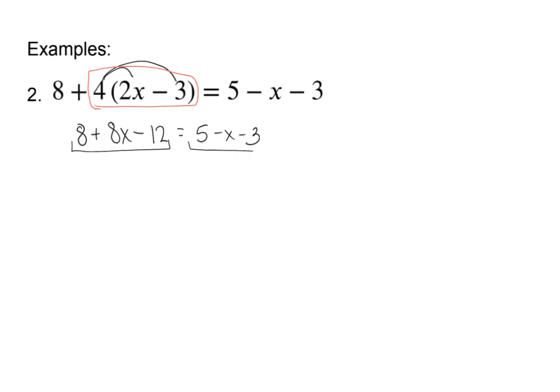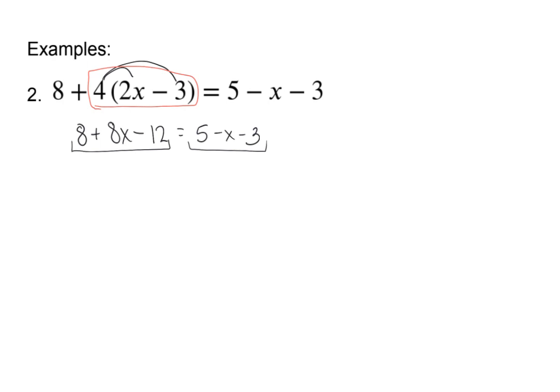And then on this side over here, I've got this 5 and this minus 3 or negative 3 that are like terms. Because they're on the same side, we can just smush them together. The only time you have to do the opposite to move them is when they're crossing over this equal sign. Because these guys are on the same side, we don't have to worry about doing the opposite. We can just put them together.